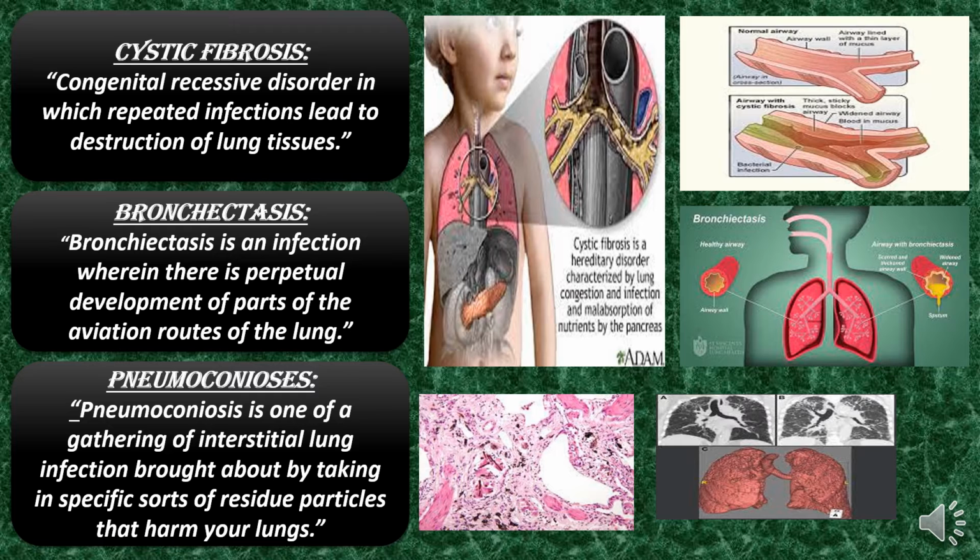The next disease is cystic fibrosis. Cystic fibrosis is defined as the congenital recessive disorder in which repeated infections lead to destruction of lung tissues. The next is bronchiectasis. It is a disease in which there is a permanent enlargement of parts of the airways of the lung. The last one is pneumoconiosis. Pneumoconiosis is defined as a disease of the lungs due to inhalation of dust, characterized by inflammation, coughing, and fibrosis.